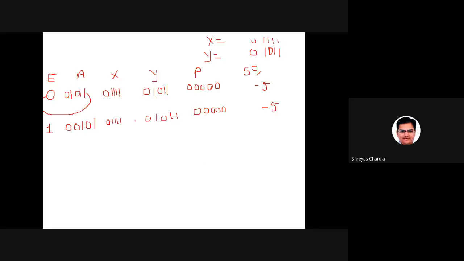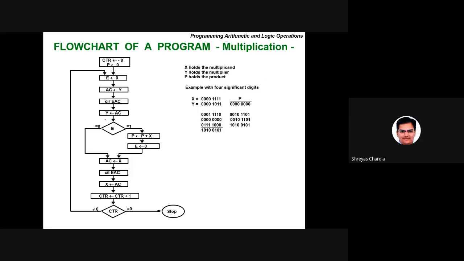Now again into Y, that means now this bit will change to the same as the value of this one. So 0, 0, 1, 0, 1. So this first bit has gone to the E. Now according to the flow chart, if the value of E is 1, you need to do the addition of P plus X and the answer is stored in P.